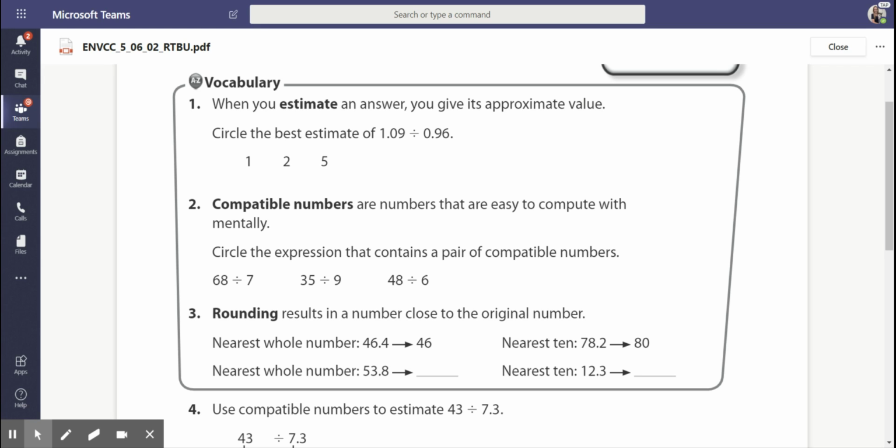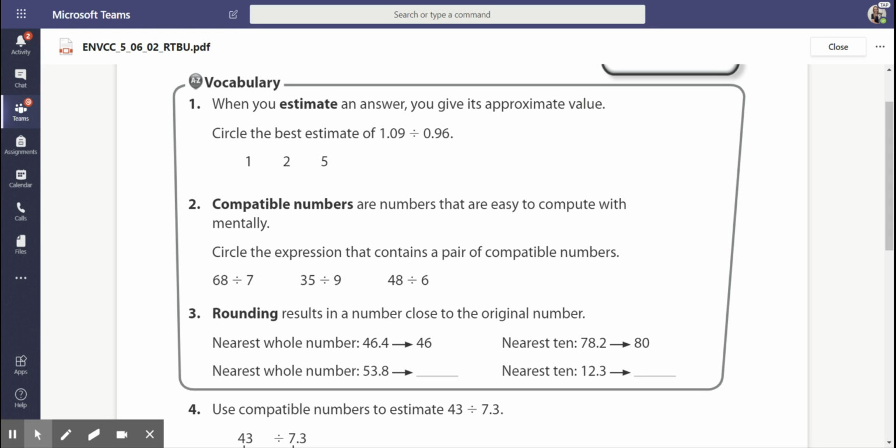Hey guys, we are going to estimate to solve division decimal problems. There's a couple strategies we're going to look at here. Let's start with number one. When you estimate an answer, you give its approximate value. Circle the best estimate of 1 and 9/100 divided by 96/100.